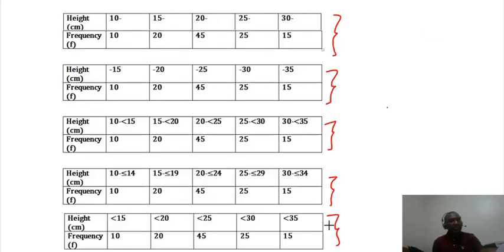Now this video has been about explaining to you how we can obtain and work with different class boundaries. Now in the next video, we shall be looking at the measures of central tendency, how to find the mean, the median, and the mode.